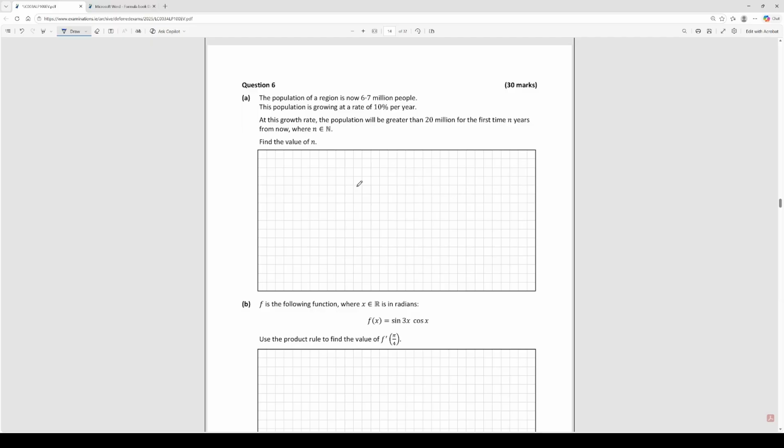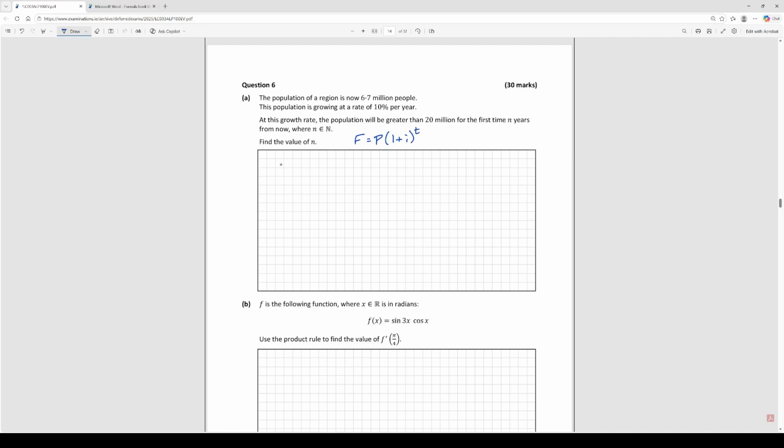Population of a region is now 6.7 million. Population is growing at a rate of 10% per year. At this growth rate, the population will be greater than 20 million for the first time n years from now. So if it's increasing by 10% a year, if you think about it in financial maths, we would use this formula, and there's nothing wrong with using this formula here. Like, there's no rule that says it has to be money. So that's what we would do.